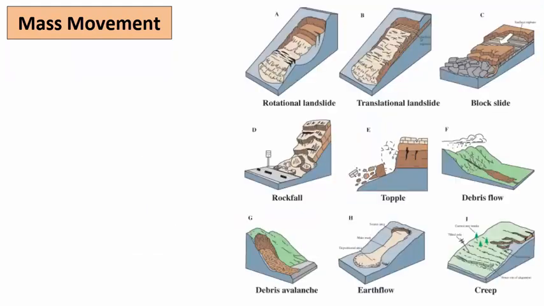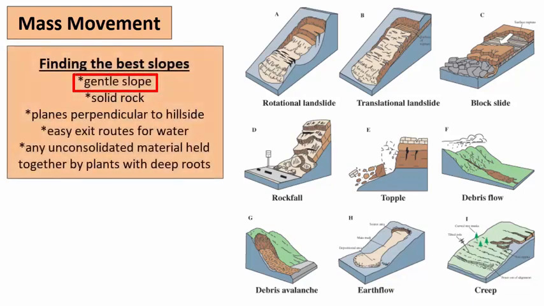Given enough time, all hillsides will eventually fail and be eroded. What makes a particular hillside more likely than others to fail? What are some things you can look at, for example, if you're looking to buy property and want to know its stability? First, look at the steepness of the hillside. The gentler the slope, the better.